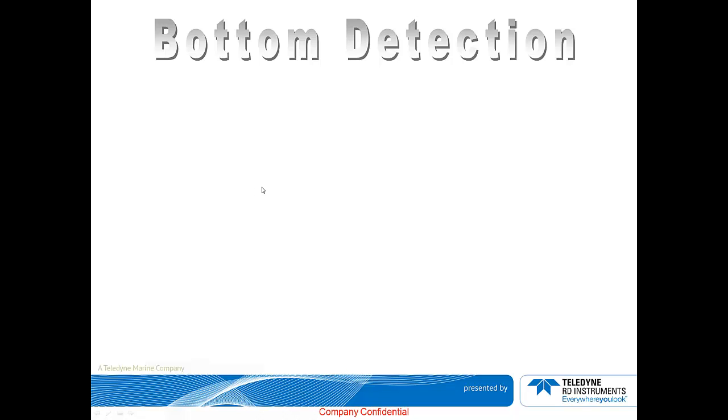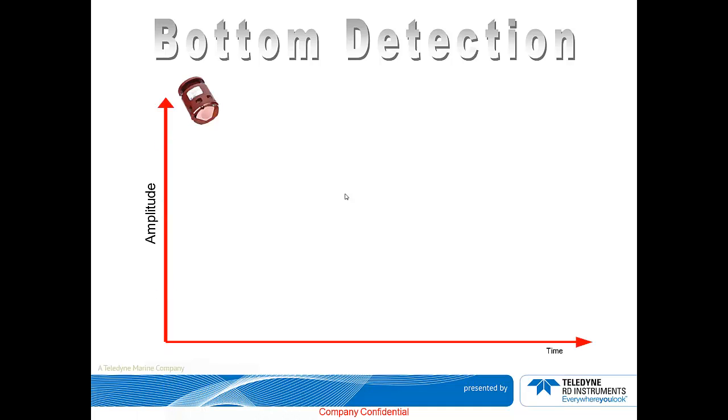In this slide, let's imagine we have this DVL. We will then let it transmit a bottom track pulse, and at the same time, let's monitor the strength of the return signal or the echo intensity as the bottom track pulse hits a target. Again, the signal would travel through the water column and meet some backscatters.